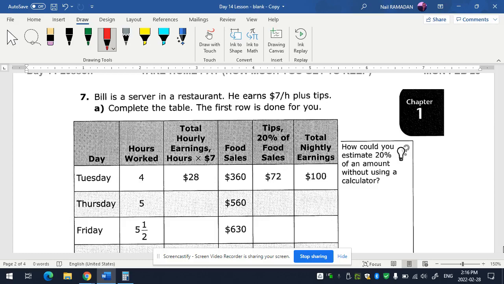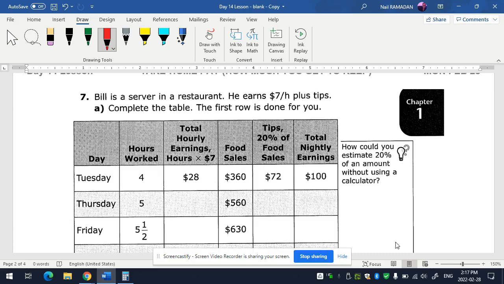On Tuesday, he worked 4 hours. So definitely he's guaranteed 4 hours times $7 an hour. He's guaranteed at least $28. Food sales, whatever he served, amounted to $360. Tips, 20% of food sales. So his tip is about 20%. So total nightly earnings is whatever he was guaranteed from the restaurant plus whatever he got in tips from the customer. Okay, so let's do the rest.